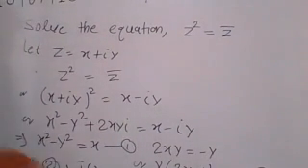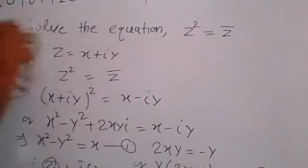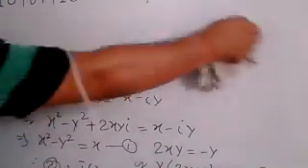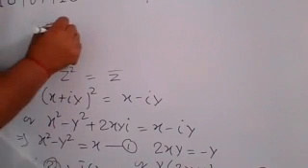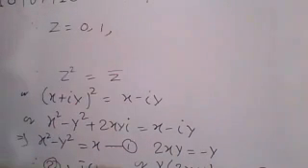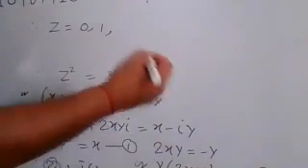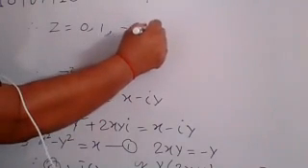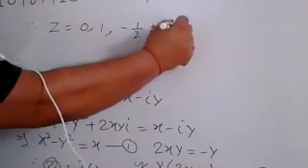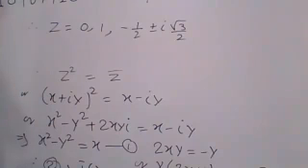So write your final answer in this way. So z is equal to 0, 1, and these values you can write in combined way also, -1 upon 2 plus minus i root 3 by 2. So in this way, you have your solution, because here the question is solve. Solve means you have to write all possible values of z.